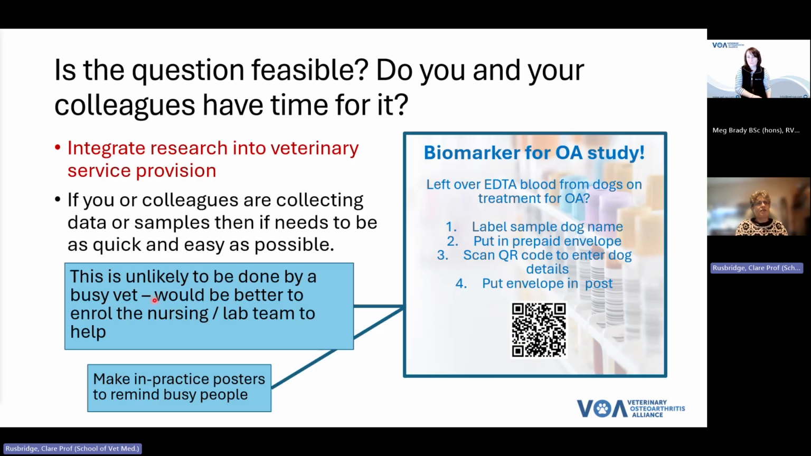So I would say that this is very unlikely to be done by a busy vet. And if I wanted this done, I would ask my nurse in the lab team to help me do that. And to remind everybody, I would make a big poster and constantly remind people about it, because otherwise, if you're asking people to ask every dog that's on meloxicam for osteoarthritis to do something, it just might not get done, and then you have a massive bias in your sample.